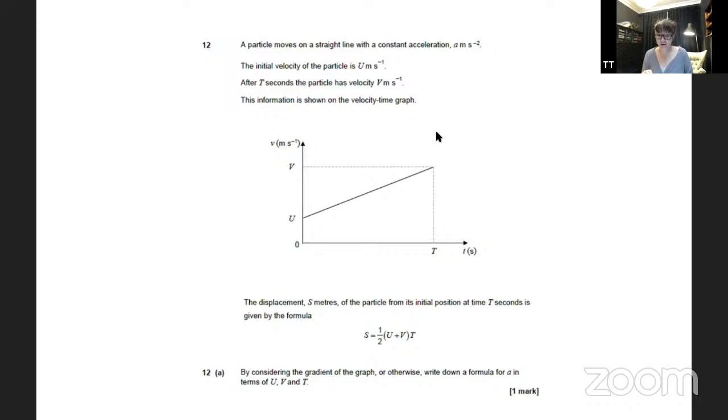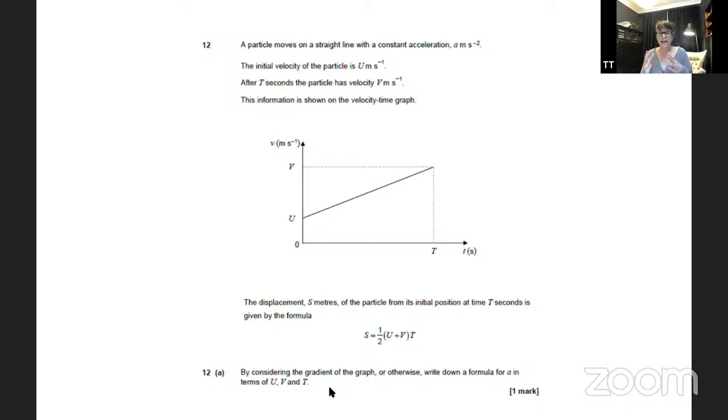But it's actually not. So there's your VT graph, and they've told you that the area under it is the displacement. And then they're saying by considering the gradient, write down a formula for the other one. So that's the one that gets you V equals U plus AT. And then I didn't screenshot it, but part B was then to prove that V squared is U squared plus 2AS.